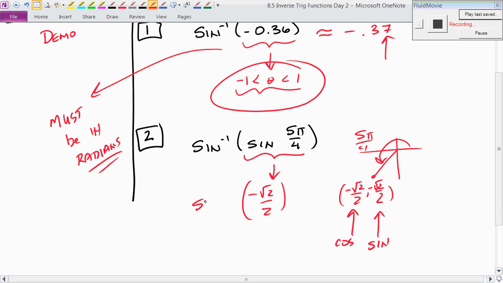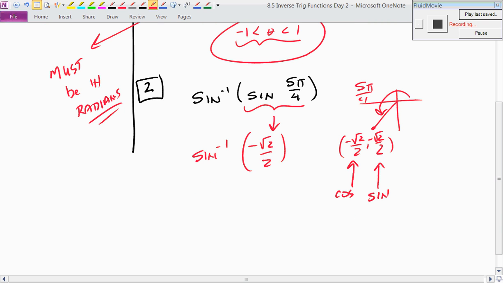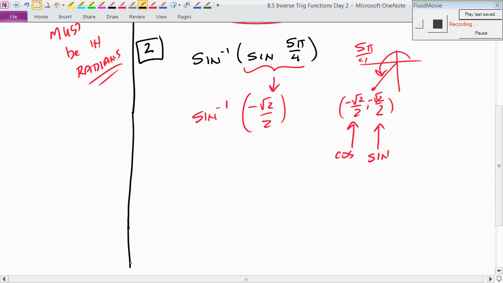So now we have the inverse sine of negative rad 2 over 2. What is this asking you? This is asking you what angle you have to be at in order for the sine to be negative rad 2 over 2. Didn't you just do that? No. Because remember, inverse sine lives either in quadrant 1 or in quadrant 4. Okay, you with me? So are we in quadrant 1 or 4 for inverse sine?